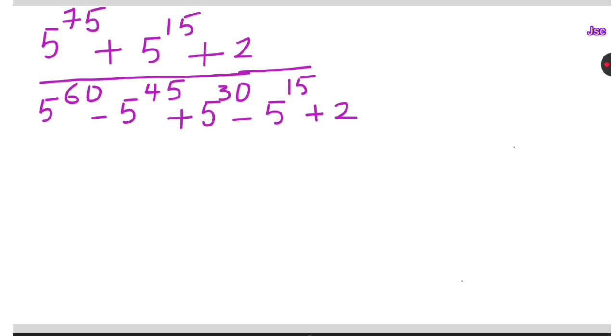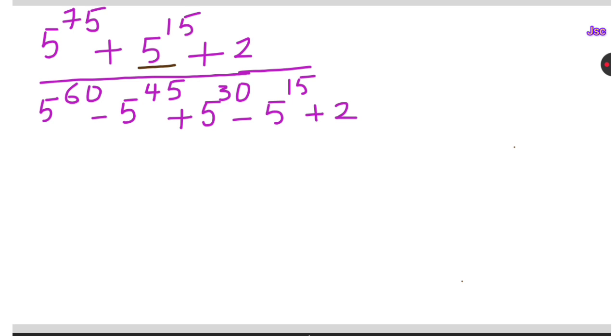At the numerator, we have 5 raised to the power of 75, 5 raised to the power of 15. At the denominator, we have 5 raised to the power of 60, 45, 30, 15. Each and every time, writing 5 raised to the power of 75, 60, 45, 30 is so difficult. That's why let us consider A as 5 raised to the power of 15, because here 75, 60, 45, 30, 15 are all multiples of 15.